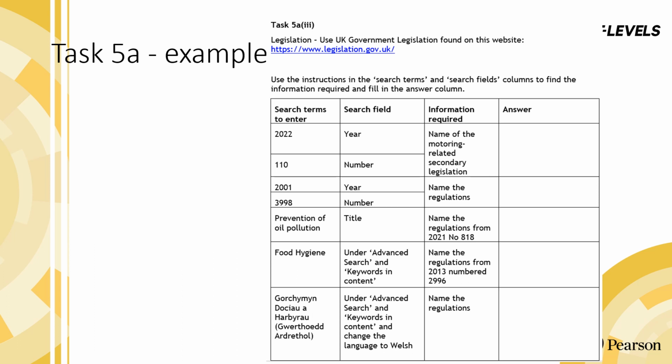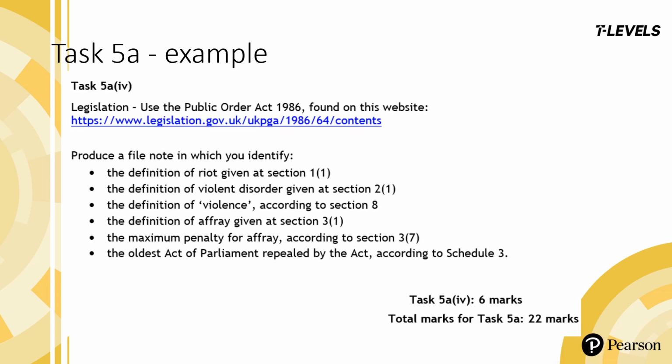A third research task is then provided that will require candidates to understand how to use the website accurately to find the right information. As you can see here, most of the information requested is regulatory, but they're also asked to provide the name of the motoring related secondary legislation too. Candidates may also be asked to research a specific statute and collate the right information. Here, they're asked to produce a file note on the Public Order Act 1986, looking at specific sections of the Act.